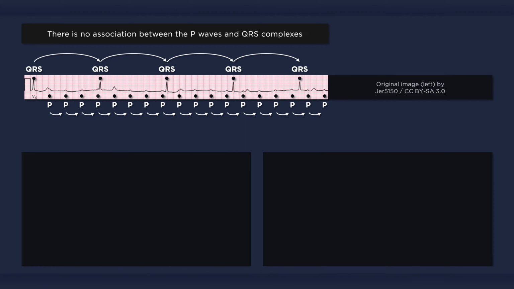The P waves are simply not conducting to the ventricles and thus do not initiate any QRS complexes. The QRS complexes that emerge are due to an escape rhythm, which is slower than the sinus rate. This is important because AV dissociation by itself is not diagnostic of complete heart block. For example, it can also occur in ventricular tachycardia.